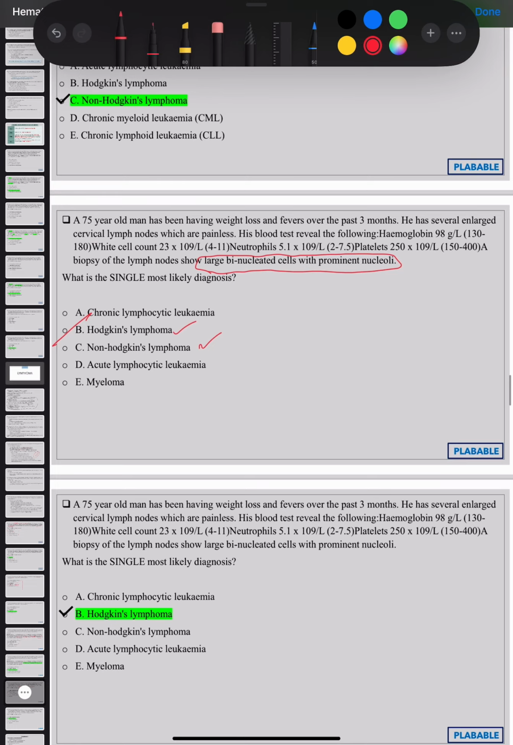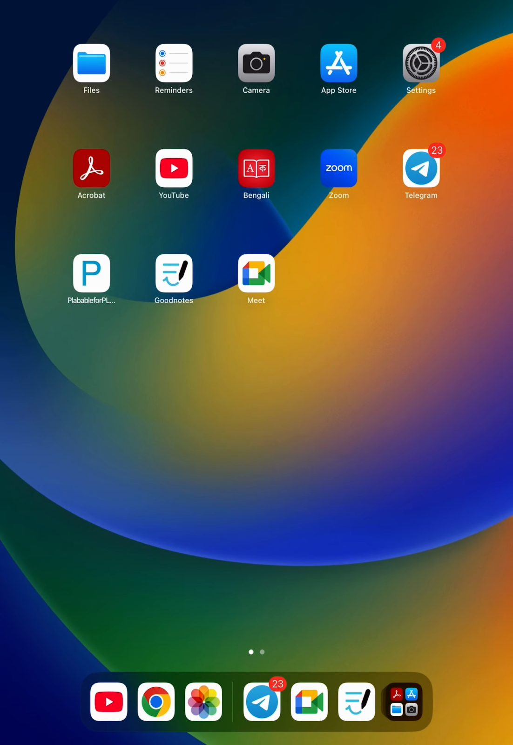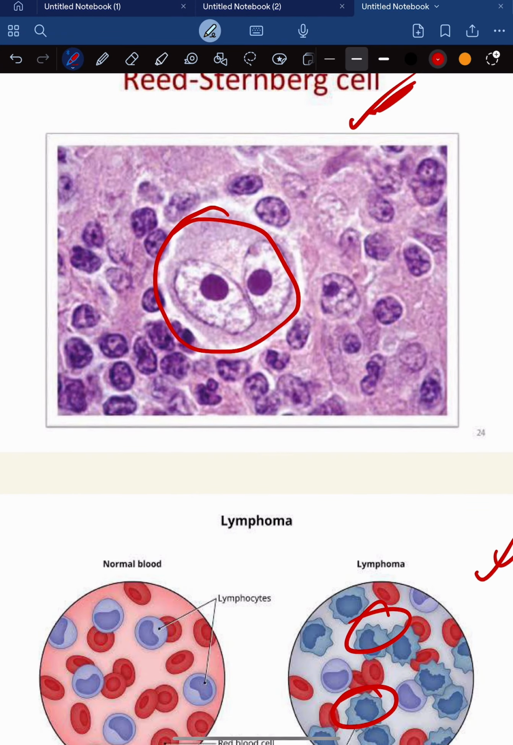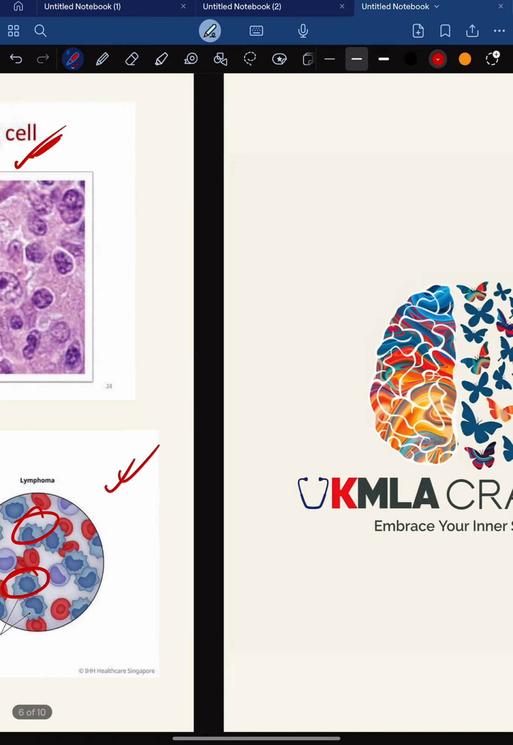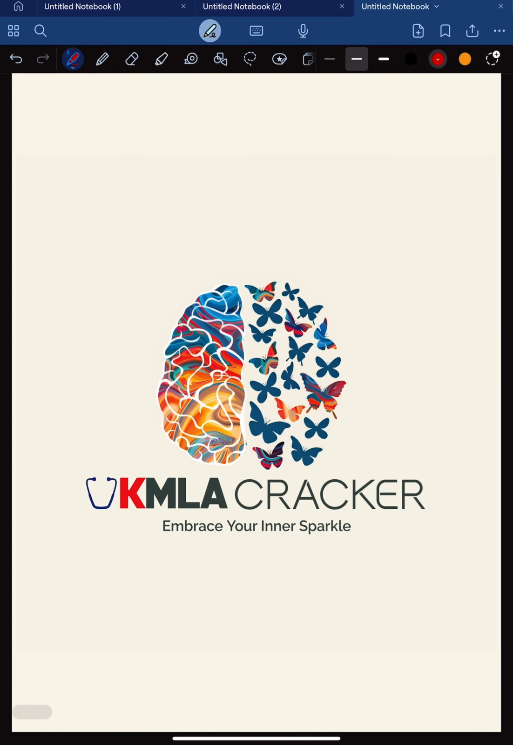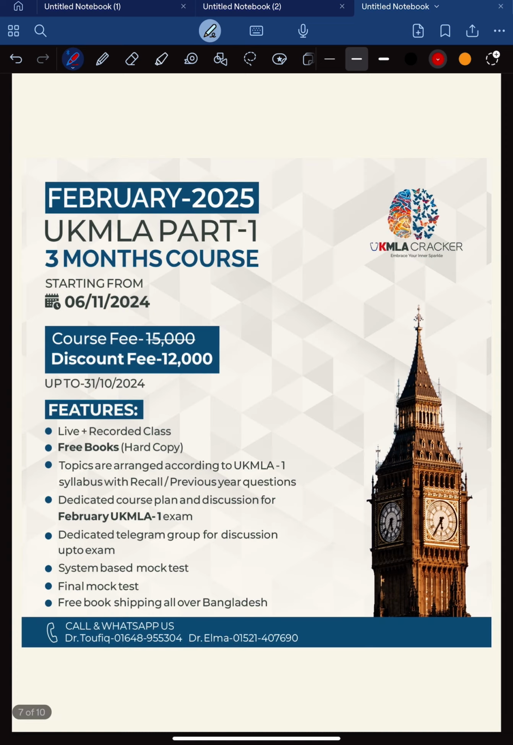Okay, next day we'll put up a video lecture about the Coombs test. This is a really important thing. You have to memorize this, the Coombs test. This is one of the important and interesting topics from the hematology section.